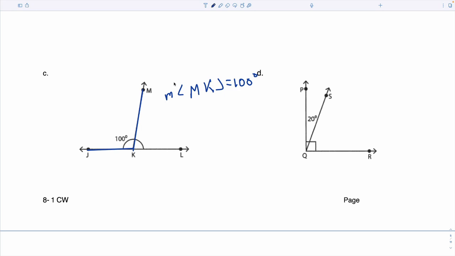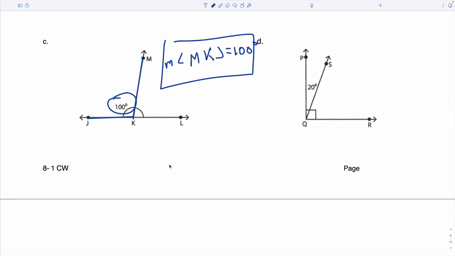MKJ, because you want to just note that that's the 100-degree one. You could find the one at MKL, but I don't want you to do that right now. You could do JKM, yeah, as long as the middle one is the one you're looking for. You get it? What's the last one if you already got it? 20 would be measure angle what, Peyton? Cool. You could also do SQP.